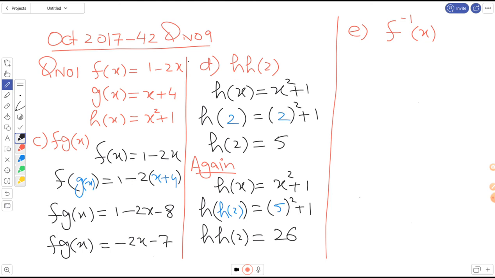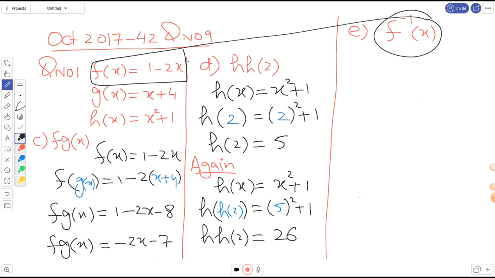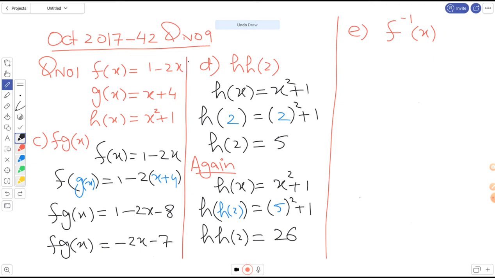Let's go to the next part, E. And what is E? h inverse. So it means the inverse of this function I need to find. So step number 1, I will copy the function f(x) as it is. After copying the function, step number 2, you have to remove the function name and write y here. Only the letter y, always.